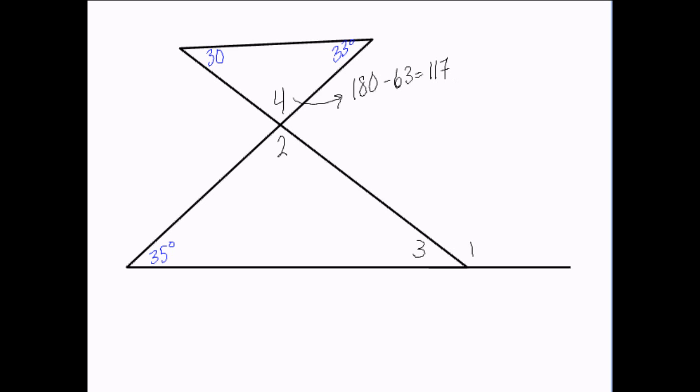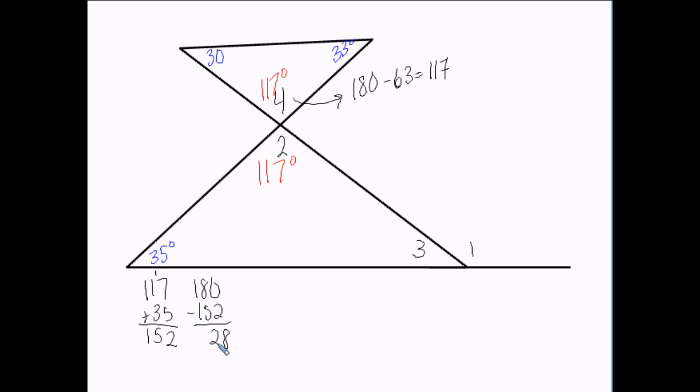So what would I find next? Angle 2, which is 117. And then you can find 3 by adding 117 and 35. And then subtract from 180 to find 1.